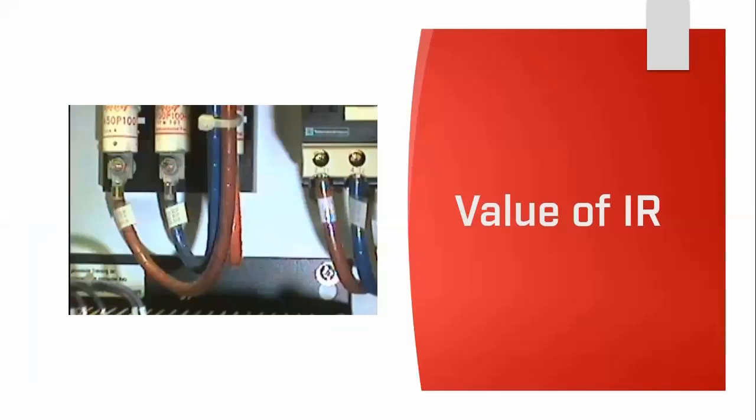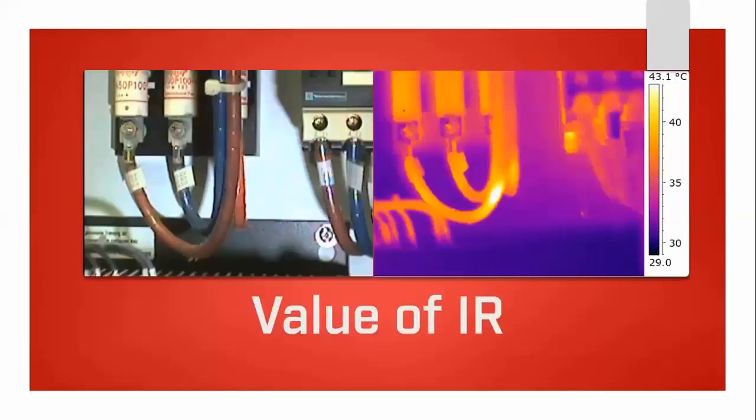So the value of infrared: if we look at this daylight picture of the electrical installation, we can visually check for signs of discoloration on the components and cables. This could indicate that there's been an elevated temperature at some point. Just from the daylight picture, we're unable to tell if the target is hot or cold, whether it's good or bad. So when we combine an infrared image with a daylight picture, we can see so much more.